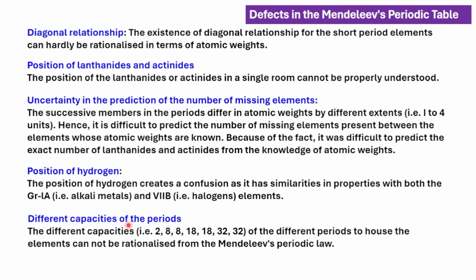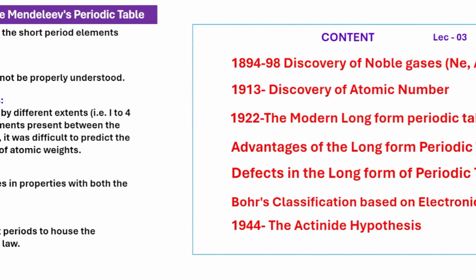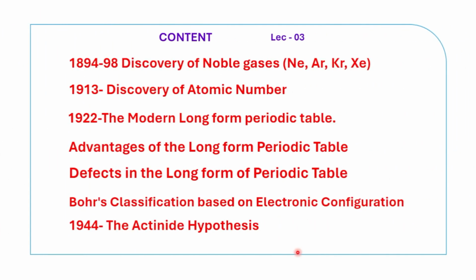Now, different capacities of the periods. The different capacities, that is, in the first period it was 2, in the second and third it was 8, then fourth and fifth it was 18, and then sixth and seventh it was 32. The different capacities of the different periods to house the elements cannot be rationalized from Mendeleev's periodic law. So these were some of the defects in Mendeleev's periodic table.